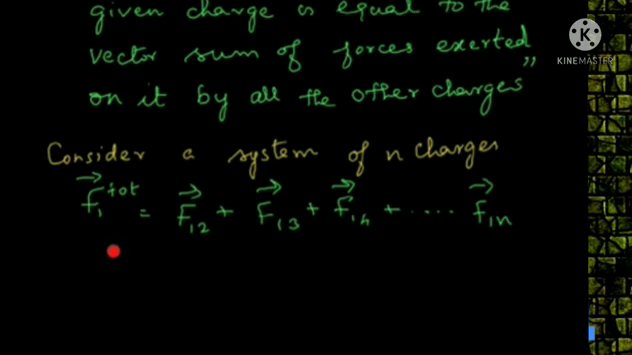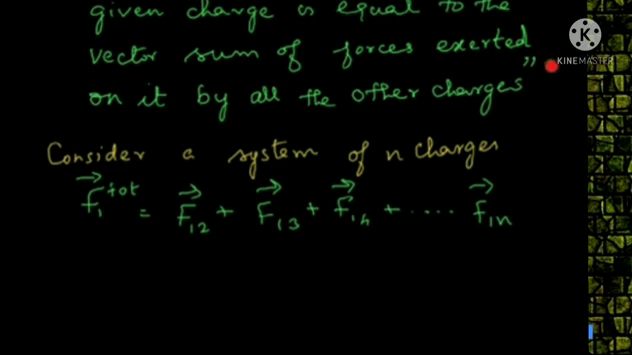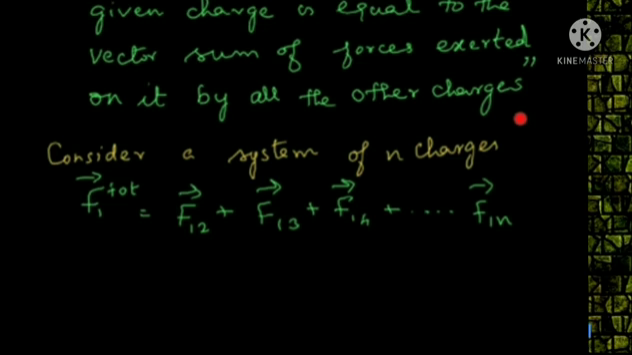So once again, the total force acting on a given charge is equal to the vector sum of the forces exerted on it by all the other charges. So this is all about the superposition principle.